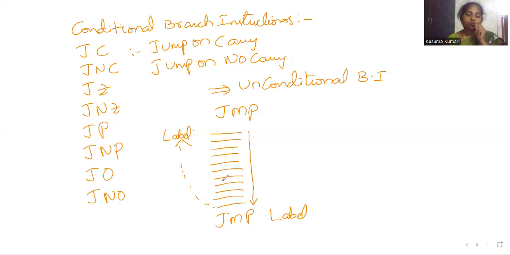Until power is switched off, the program is continuously executed. This is the unconditional branch instruction. This is the conditional branch instructions. Okay, next one is the repetitive instructions.